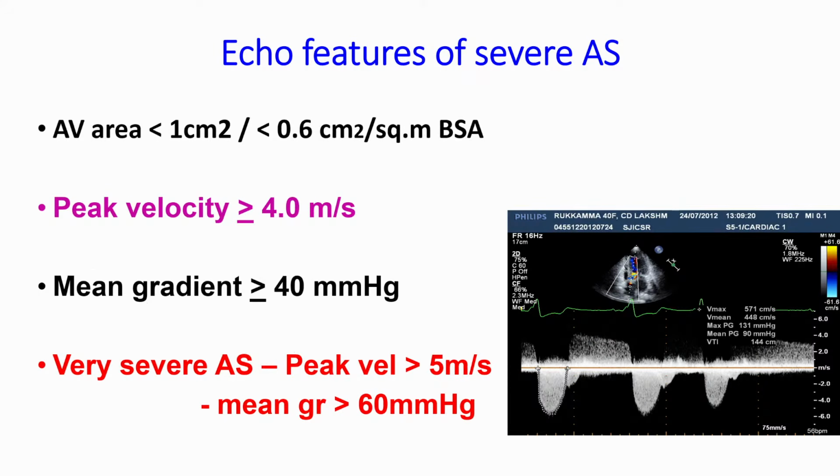Then the echo features of severe AS. One is the aortic valve orifice area less than 1, calculated by the continuity equation, or less than 0.6 centimeters square per meter square of body surface area. Peak velocity we measure in the apical 5-chamber view. There we put color Doppler, and where we see the turbulence, there we put the continuous wave Doppler. If the velocity crosses 4, or if the mean gradient when we trace this is more than 40, it suggests severe aortic stenosis. Very severe AS we call if the mean gradient is more than 60 or if the peak velocity is more than 5 meters per second.